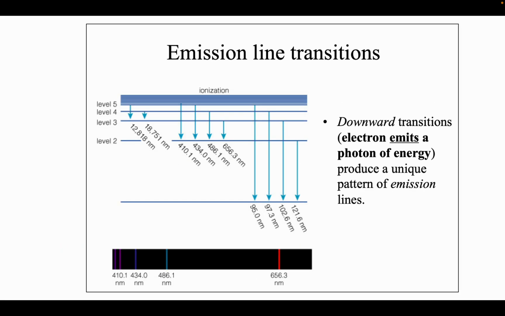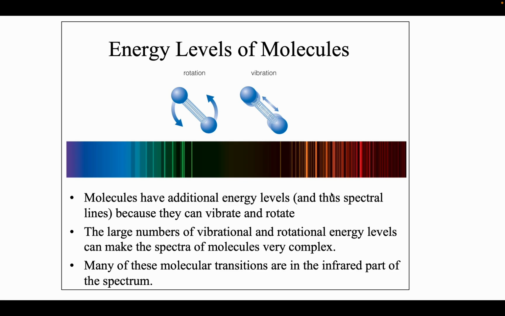And the emission line transitions are the downward transitions which produce a unique pattern of emission lines. The energy levels of molecules are mainly due to the vibrational and rotational energy levels. Molecules have additional energy levels, and thus spectral lines, because they can vibrate and rotate, other than only making a transition from the ground state to a higher state. The large number of vibrational and rotational energy levels can make the spectra of molecules very complex. Many of these molecular transitions lie in the infrared part of the spectrum.